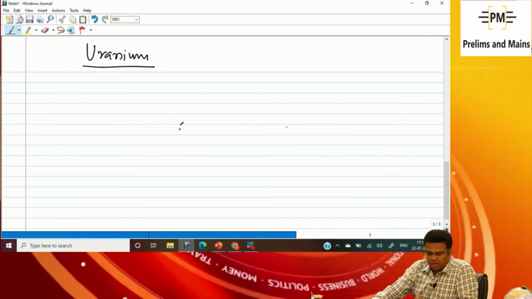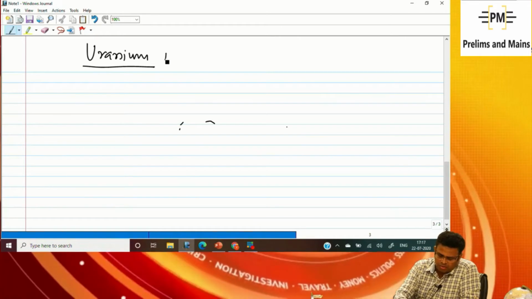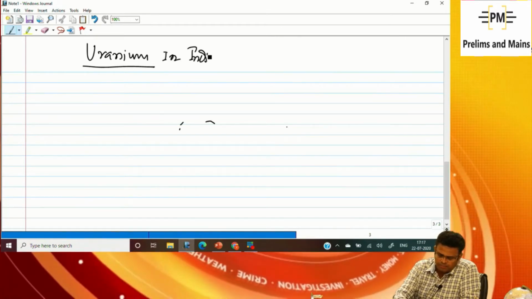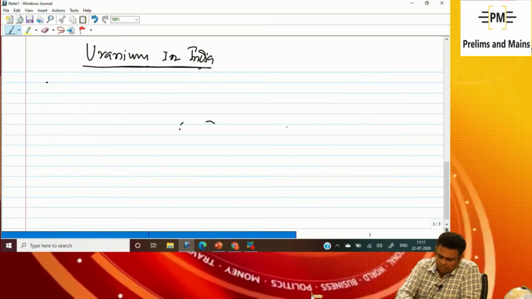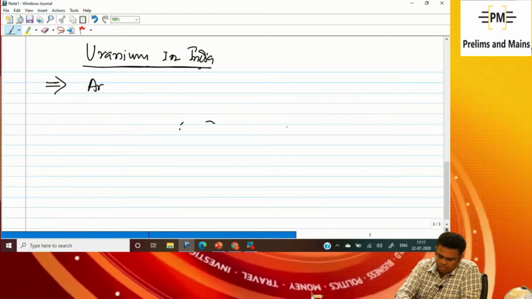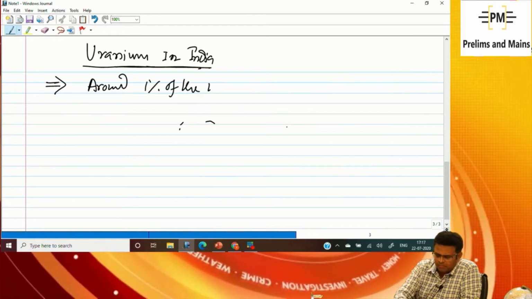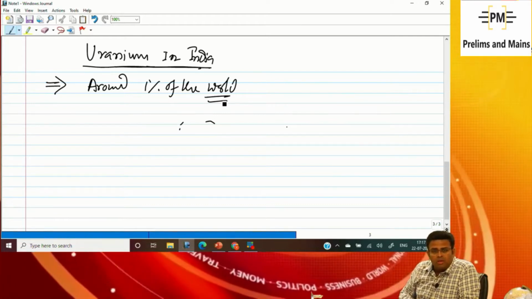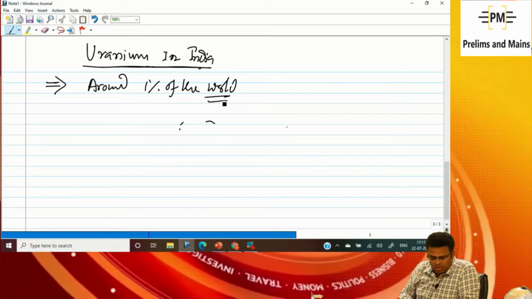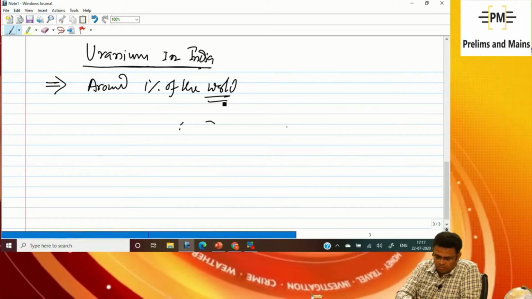So, uranium in India is around 1% of the world. Is it clear? Around 1% of the world.